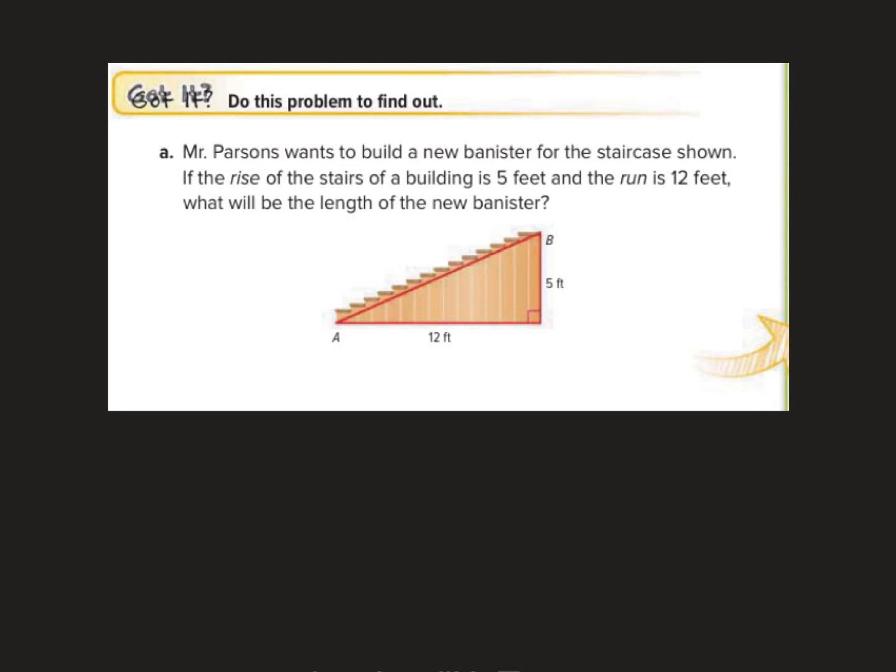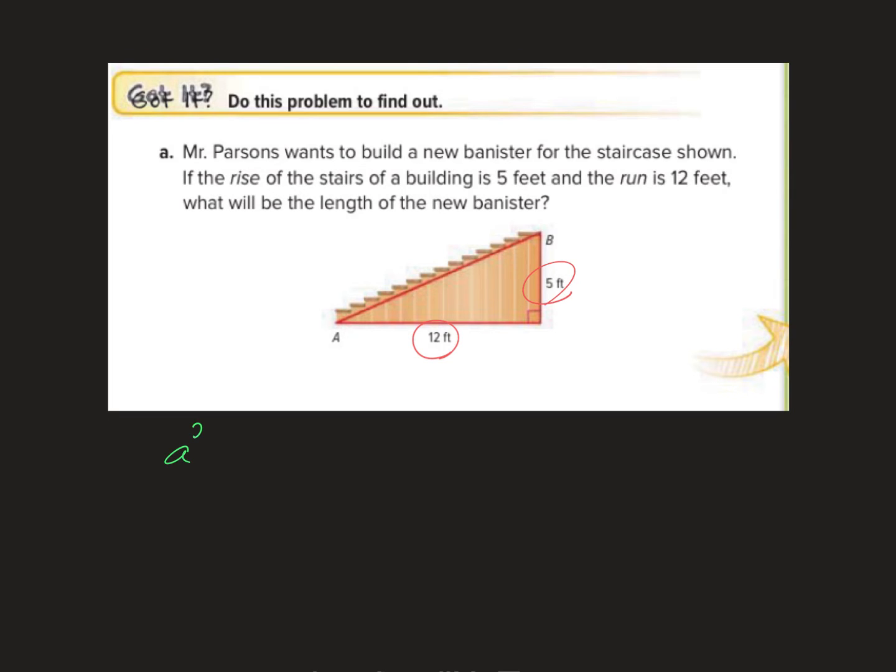So for this example, we've got Mr. Parsons wanting to build a new banister for the staircase. If the rise of the stairs of a building is 5 feet and the run is 12 feet, what will the length of the new banister be? So here we've got one leg at 12 feet and one leg at 5 feet. So we can just use our equation.